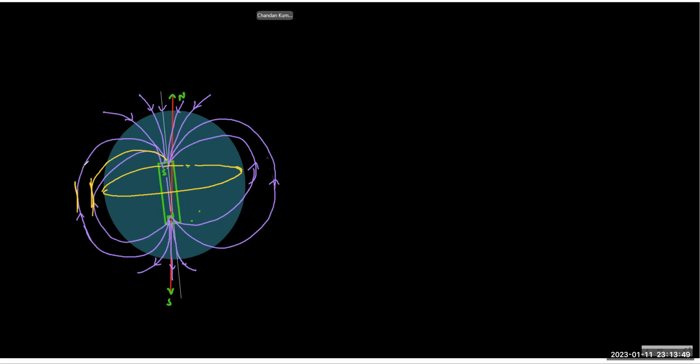As you move up towards the north, the field lines are like this. You can see this is the B direction. So B towards the north is this way. If you want to resolve it, you will get two components, one towards the Earth and another parallel to the Earth, isn't it?